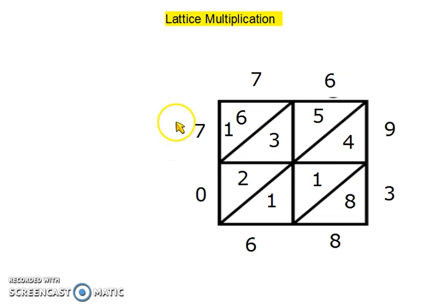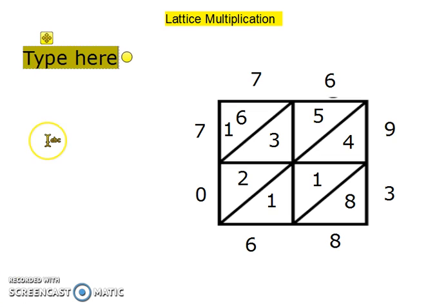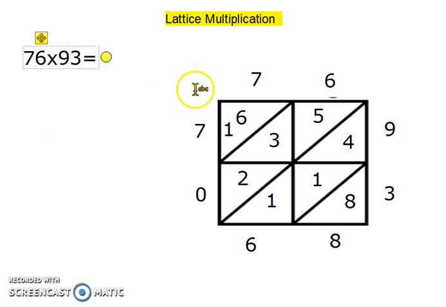So we remember we read it around here. So 7 thousands, 0 hundreds, 6 tens, and 8 ones. So the answer to 76 times 93 equals 7,068.